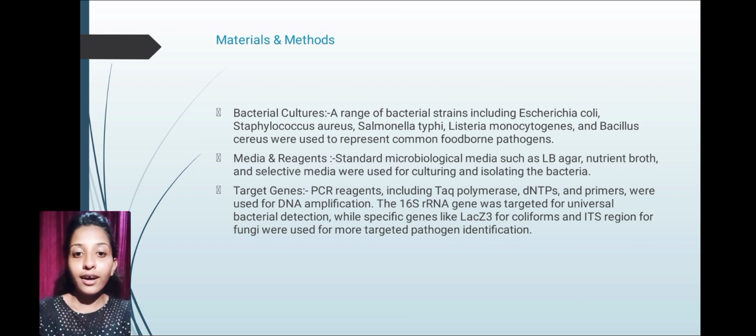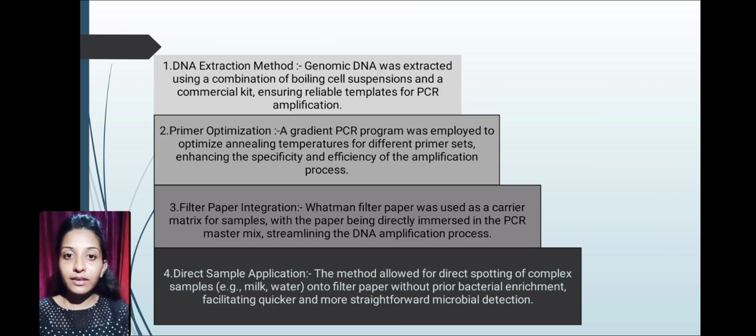The 16S rRNA gene was targeted for universal bacterial detection, while specific genes like lacZ3 for coliform and the ITS region for fungi were used for more targeted pathogen identification. The paper-based PCR method involved many stages.